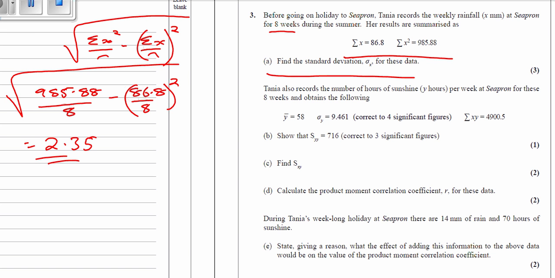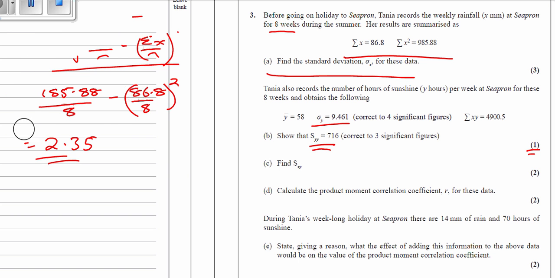So that's the first 3 marks, and not too bad. As long as you've done a few of those and you know how to do this standard deviation, that's reasonably straightforward and marked. Now, the next one's only worth 1 mark, so in theory you've only got a minute or a minute and I think 12 seconds to do that. So we've got to show, because Tanya's also using the standard deviation, but this is of a different set of data. This is y hours per week. So we've got to work out what SYY is.